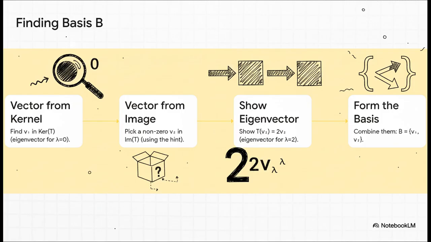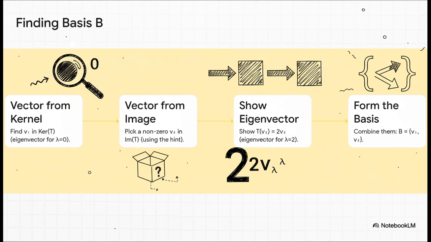Okay, last piece of the puzzle. We need to build a special basis, let's call it B. And the strategy is pretty straightforward. Find an eigenvector for each eigenvalue. So first, we just grab any non-zero vector, v1, from the kernel. By definition, that's an eigenvector for our eigenvalue 0. Easy. Next, we grab a non-zero vector, v2, from the image.